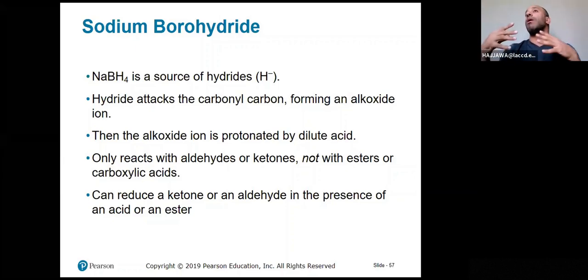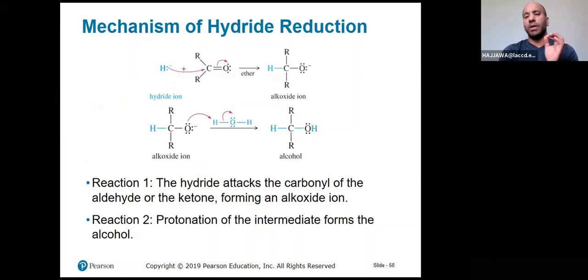We will see what the option will be if I want to reduce those two functionalities to the corresponding alcohol. Now, here's the short version of the mechanism. You can see the H minus basically attacking the carbonyl carbon, and that gives you the alkoxide. Upon protonation, you get the alcohol. That's usually the mechanism when you have a hydride addition to a carbonyl structure.